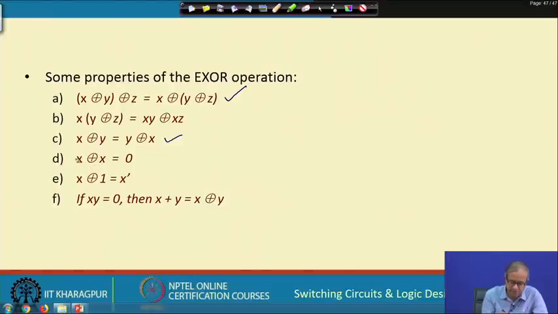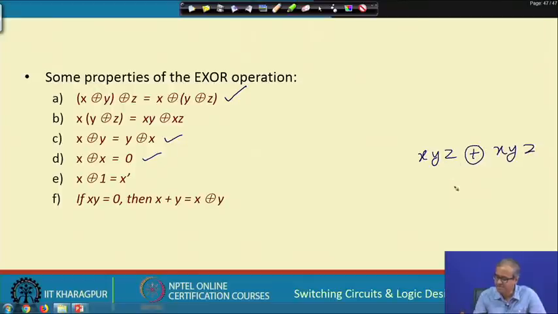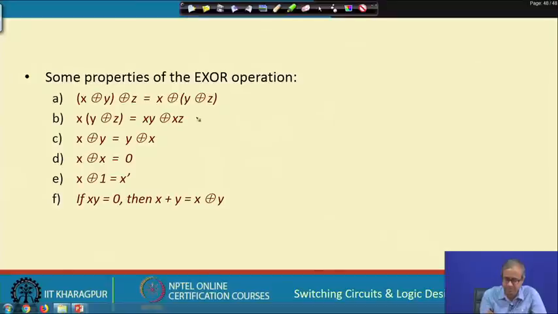Now, if you take the XOR of any function with respect to itself, or any variable with respect to itself, it will become 0. This is important. Like when you have an expression like x y z XOR x y z, it cancels each other, this is 0. So, this x need not be a variable only, it can be a function also. Any function XOR with itself means 0, and anything XOR with 1 means the complement, right.